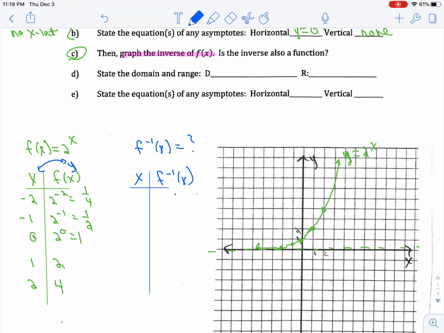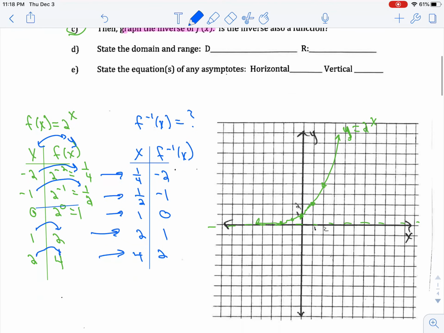All right, so we know that f of x maps negative 2 onto 1/4. So that means that f inverse of x has to map 1/4 back onto negative 2. Because this one maps negative 1 onto 1/2, this has to take 1/2 and map it back onto negative 1, and vice versa. f of x maps 0 onto 1, so f inverse has to map 1 back onto 0. This one maps 1 onto 2, so this has to map 2 back onto 1. This one maps 2 onto 4, this one has to map 4 back onto 2.